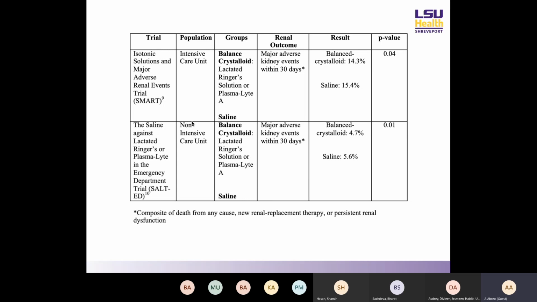Now, again, the absolute clinical difference is about 1%, so it's not a humongous effect size. But all things being the same, it gives us some pause to consider balanced crystalloids in this situation for patients with AKI. And I think most of these were sepsis AKIs. So in that context, consider balanced crystalloids.